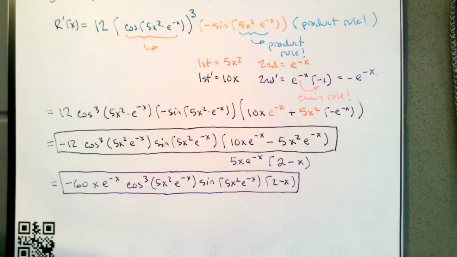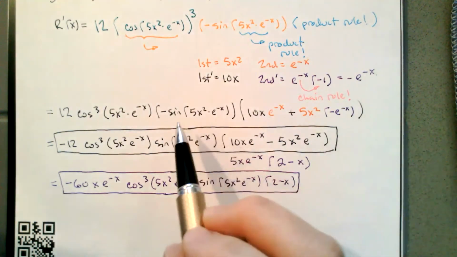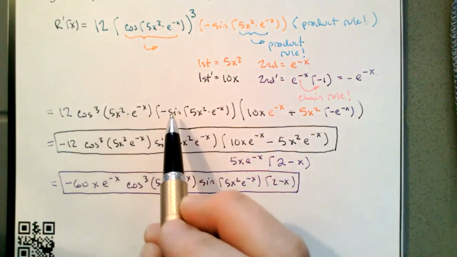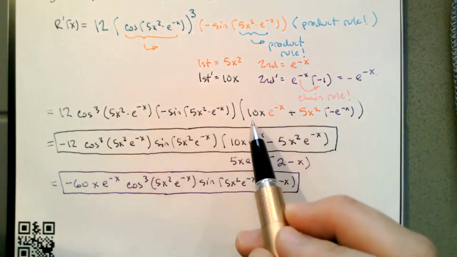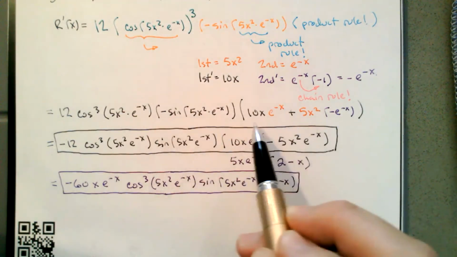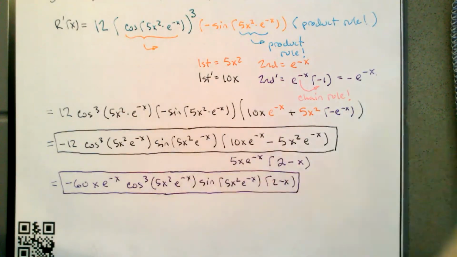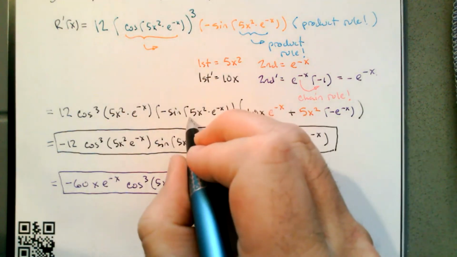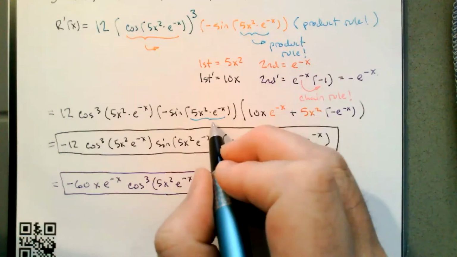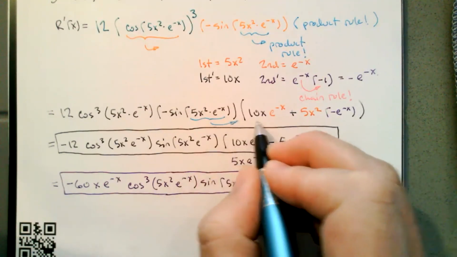Wait, Professor. I noticed that in the sine of 5x squared times e to the negative x, don't we need to use the chain rule for that as well? We did. The derivative of cosine of this stuff was negative sine of that stuff. And these 2 terms from the product rule, that's the derivative of the inside here. Oh, so the third term is the chain. Okay. The third factor. This is the third factor.